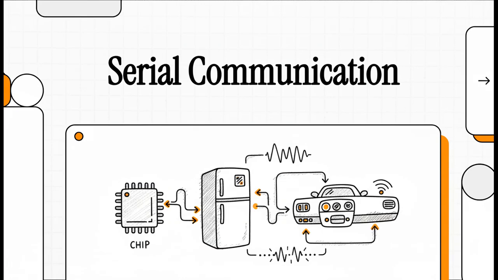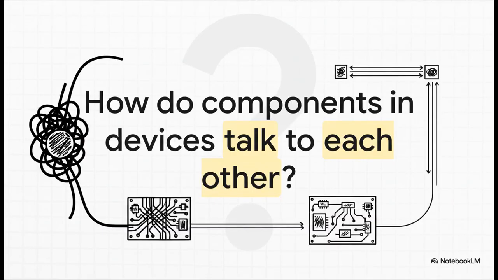Have you ever stopped to think about how all the electronics in your life actually work together? I mean, really think about it. The chip in your smart fridge, the dozens of sensors in your car, they're all constantly talking to each other. But how? Well, today we're going to pull back the curtain and look at the secret language that makes it all possible.